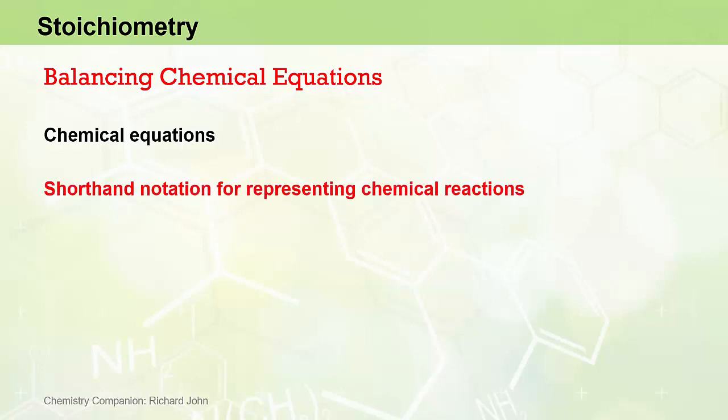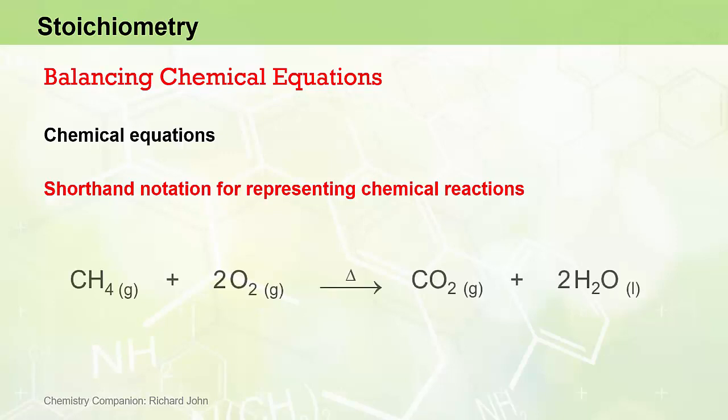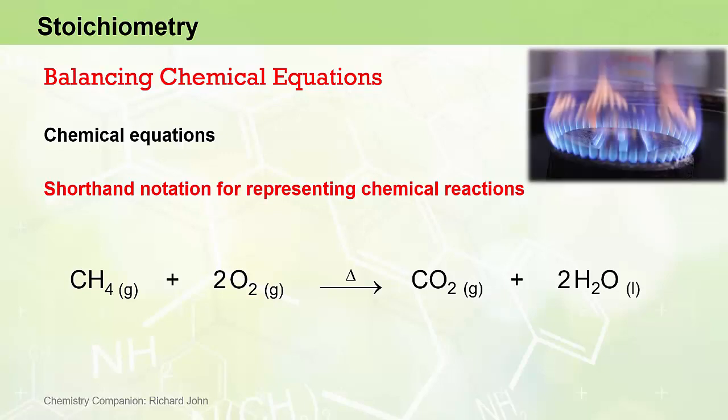A chemical equation is a shorthand notation for representing a chemical reaction, and you can see an example of a chemical equation here representing the combustion of methane, CH4, in the presence of oxygen to produce carbon dioxide and water. And this is a reaction you might be familiar with because methane is the chief component of natural gas, and this is the reaction that takes place on gas stoves and in gas ovens.